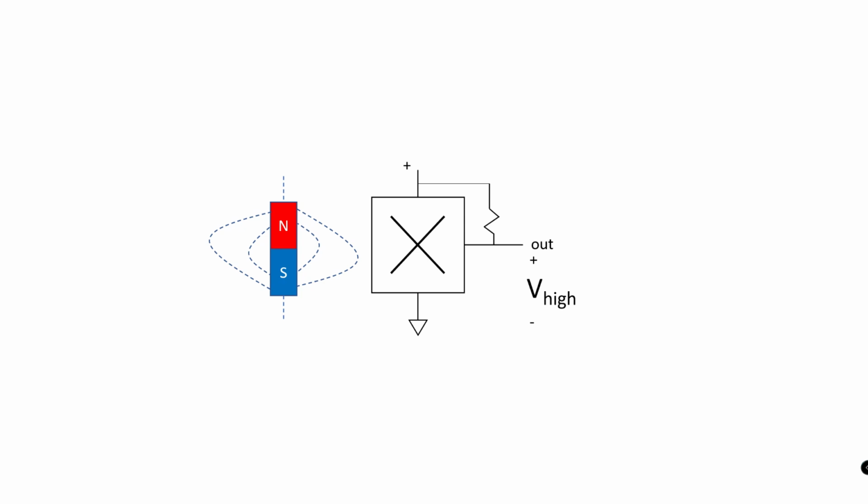The Hall effect chip includes a pull-down transistor. An external pull-up completes the output circuit.